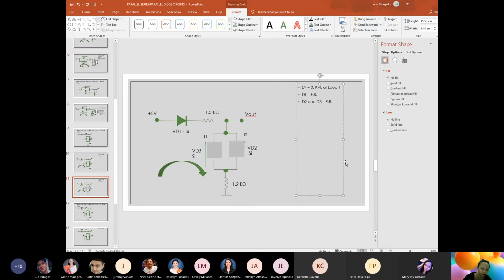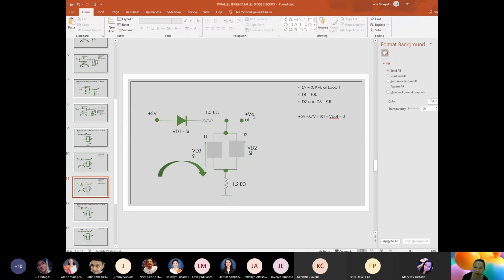So, we have... Anong equation? Positive 5, minus 0.7 volts, minus I times R, is equal to... may V out pa pala, sorry. Minus V out, equal to 0. Kasi assumption natin, this is positive V out, di ba? Yes. This is positive V out.